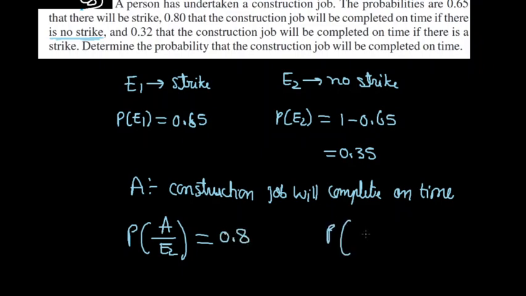Next, the probability is 0.32 that the construction job will be completed on time if there is a strike. If E1 is the event of having a strike, then P(A|E1), the completion of the job when a strike is there, is 0.32.